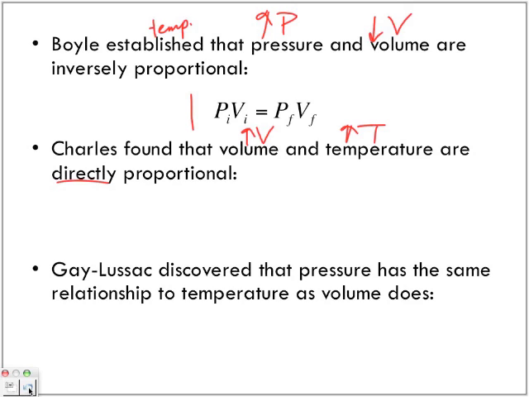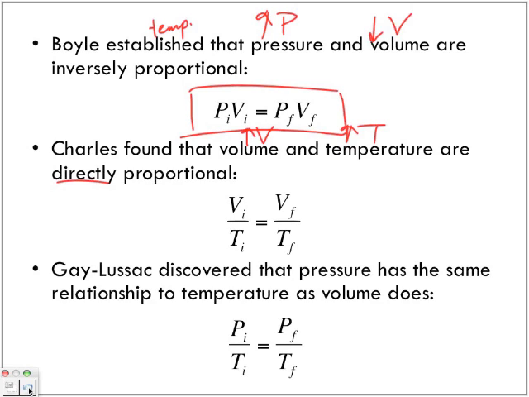According to Boyle's law, we're looking at pressure and volume. Initial pressure times initial volume equals final pressure times final volume. Charles found the following: VI over TI equals VF over TF. And Gay-Lussac looked at pressure and temperature, as follows. So if you look at all the letters that we've used, you can almost think, well, why can't we just combine all of them? Okay, and that's where we get the idea of the combined gas law, where we're combining Boyle, Charles, and Gay-Lussac.